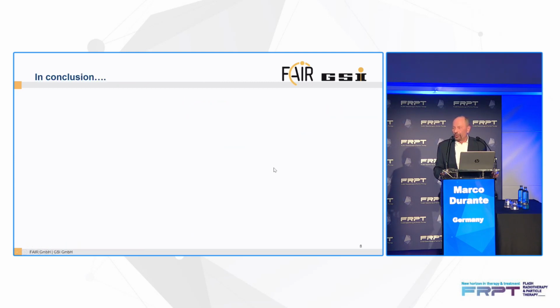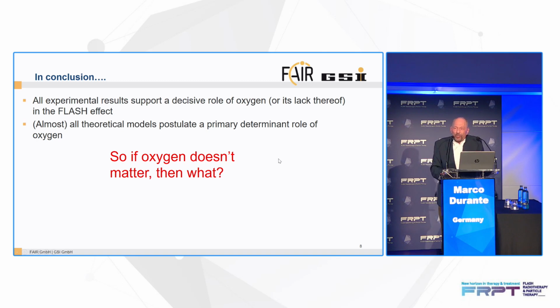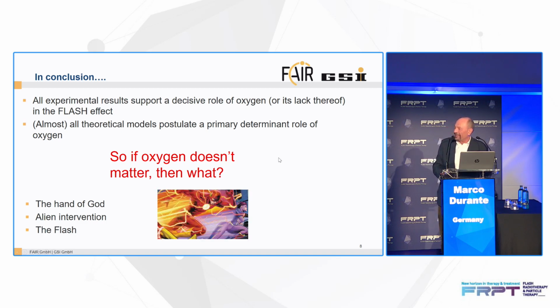So, in conclusion, all experiment results support a decisive role of oxygen or its lack thereof in the flash effect, all of them. Almost all theoretical models postulate a primary determinant role of oxygen. So if it is not oxygen, then what? I tried to put myself in the shoes of my opponents, and I came up with three theories. One is the hand of God, one is alien intervention, and the third one is the flesh itself that comes and solves the problem. Clearly, it's very hard to deny the amount of evidence that we have. The alternative hypotheses are not so convincing, let's put it this way.